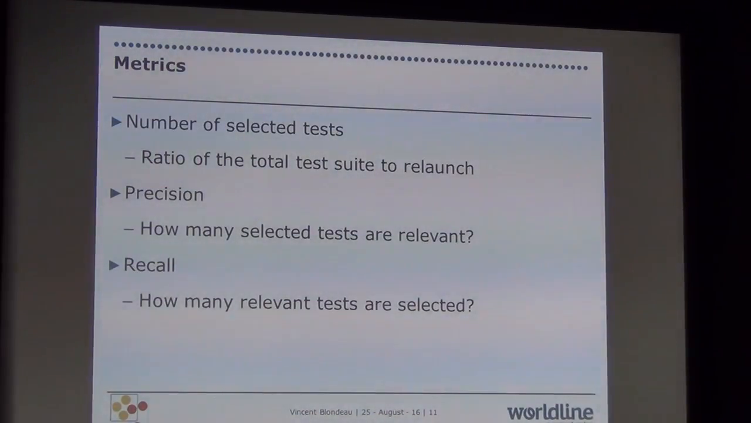For each experiment, we computed the number of selected tests, which is a ratio of the test suite that we select. The precision is how many selected tests are relevant, so it's the number of tests selected by the static approach that are also selected by the dynamic one. And the recall is how many relevant tests are selected.